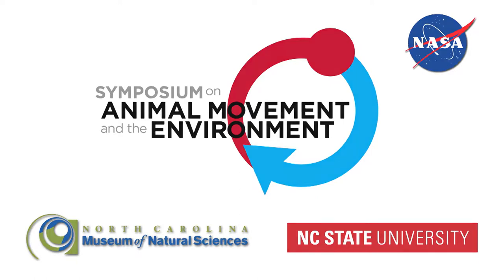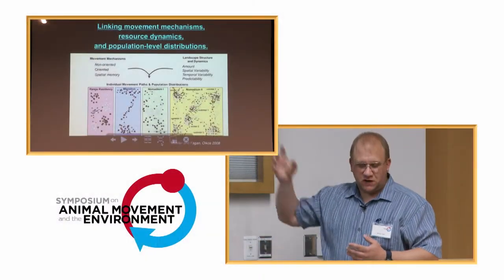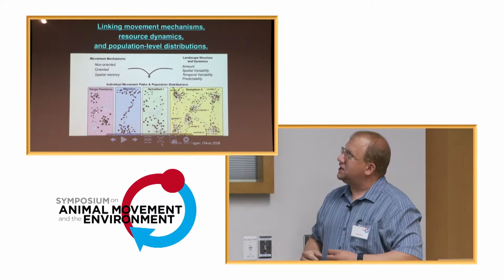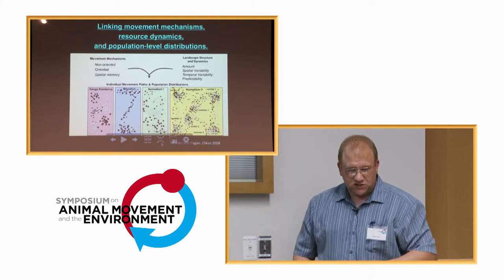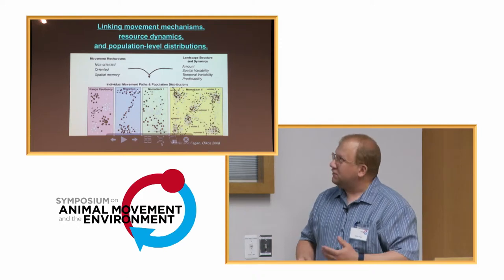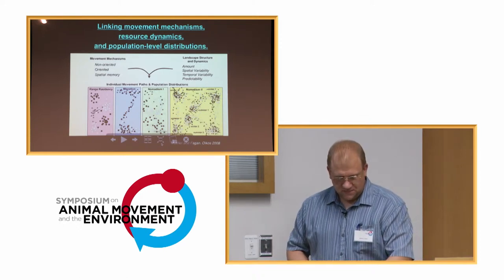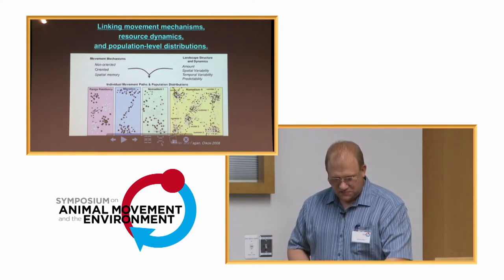This work is emerging from a synthesis that Thomas Mueller and I worked up a few years ago that tries to link movement mechanisms, resource dynamics, and the population level distributions that result. The idea is that different kinds of movement mechanisms interacting with different kinds of landscapes can, in certain combinations, lead to a variety of these emergent population level distributions that we are talking about today and at this conference, whether range residency, migration, or nomadism. The interplay between mechanisms and dynamic landscapes leads to these distributions.